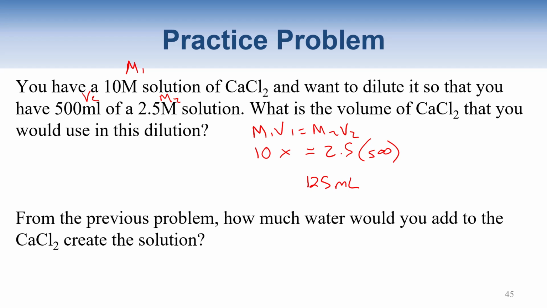From the previous problem, how much water would you add to the calcium chloride to create the solution? Well, we have a total solution volume. So the solution is equal to the volume of calcium chloride plus the volume of water. So our 500 mils is equal to the 125 mils plus whatever the water is. So when we do 500 minus 125, we get 375 mils.